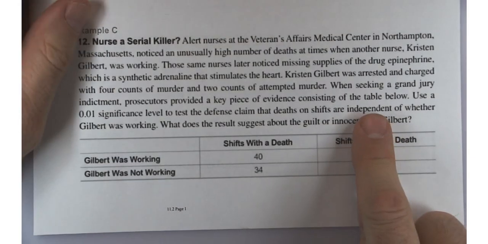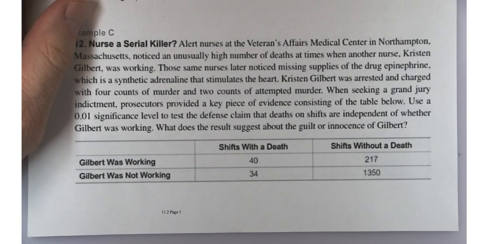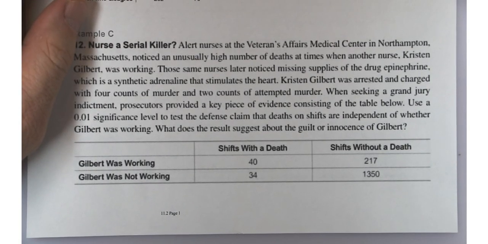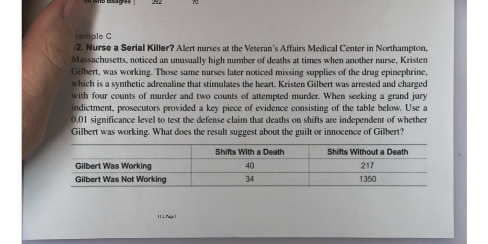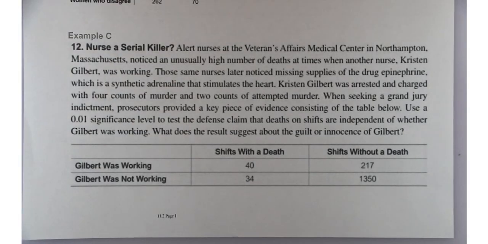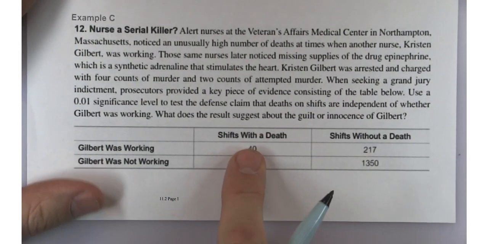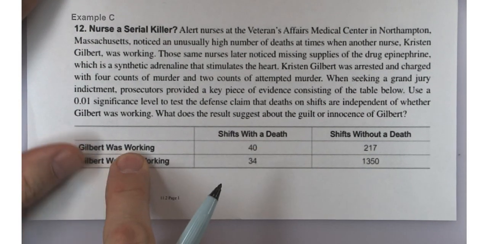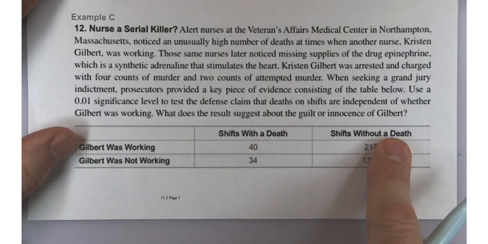Now the grand jury trial, is everyone familiar with the grand jury trial? What does that do? A grand jury trial just says there's enough evidence to move on to an actual formal prosecution. It doesn't convict or not convict somebody at that point. You're just saying, well, we need to look into this further. So this is the data that they collected: shifts when she was working, shifts when she wasn't working, shifts with a death, shifts without a death.